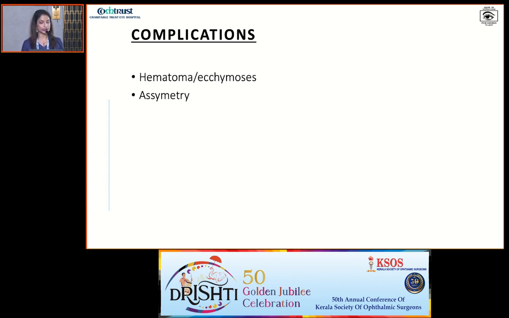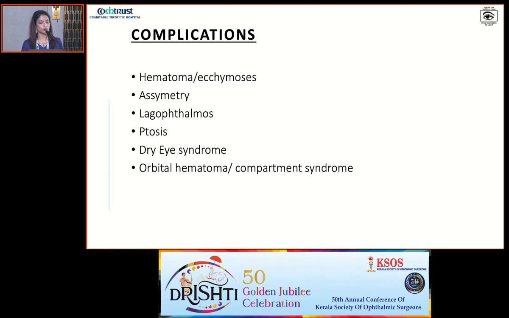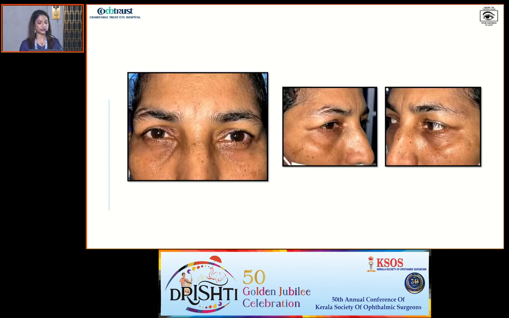Complications: hematoma, asymmetry, lagophthalmos, ptosis, dry eye syndrome, orbital hematoma or compartment syndrome, which needs to be addressed quickly, lymphedema, and ocular motility disorders. This usually happens when there is excessive dissection.